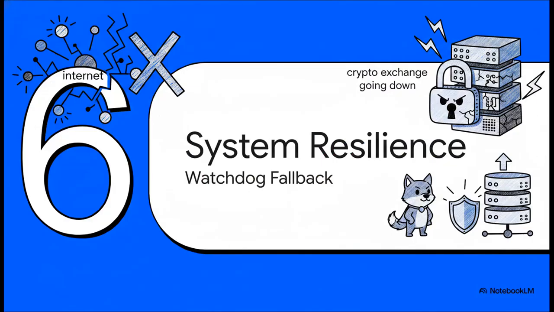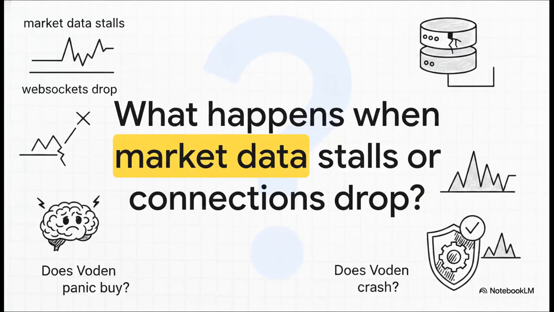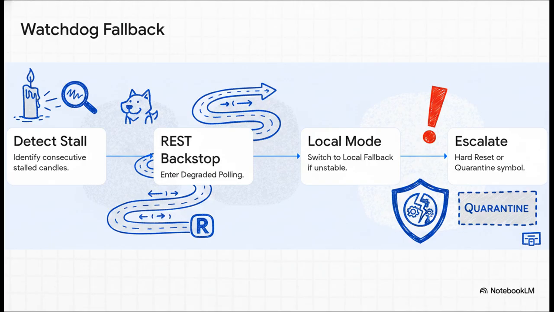And our final section, Section 6, System Resilience and the Watchdog Fallback Process. So, we have to ask the critical operational question. What exactly happens when the market data just stalls, or the WebSockets drop, or the Exchange API completely stops responding? Does Voden just crash? Does it panic buy? Absolutely not. Voden has this dedicated watchdog thread that handles that kind of chaos beautifully.